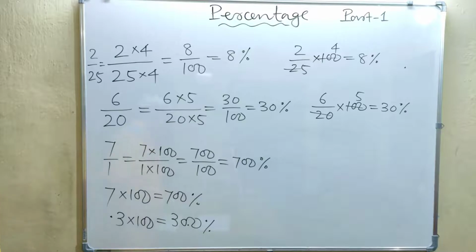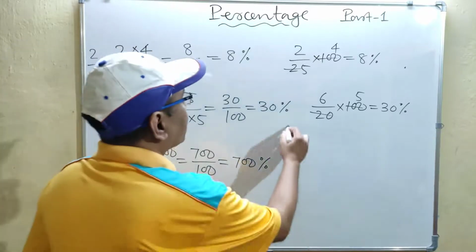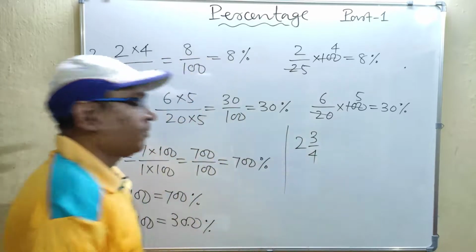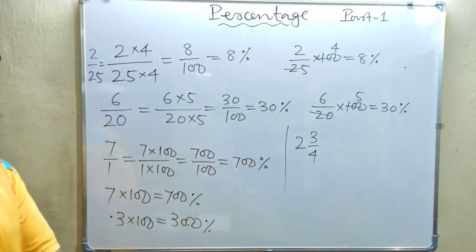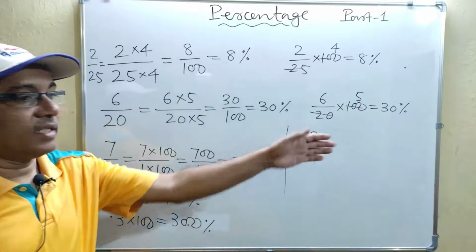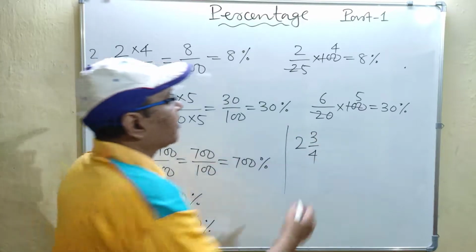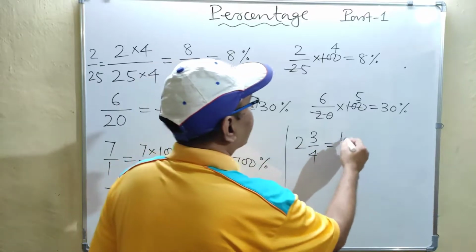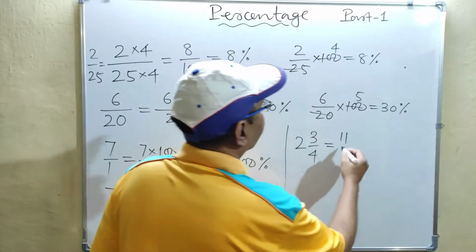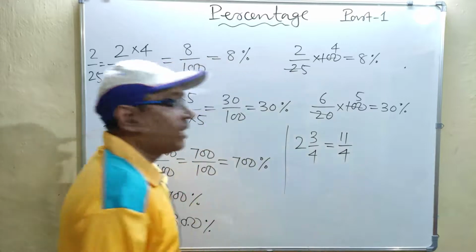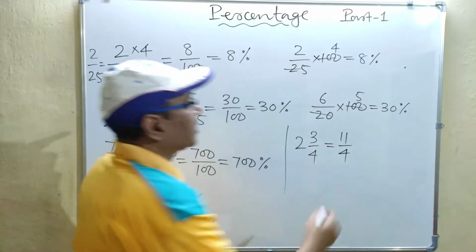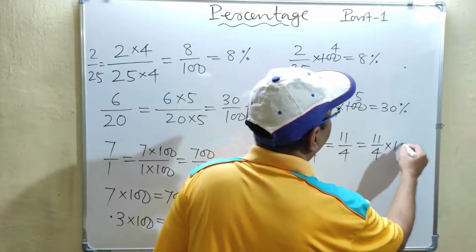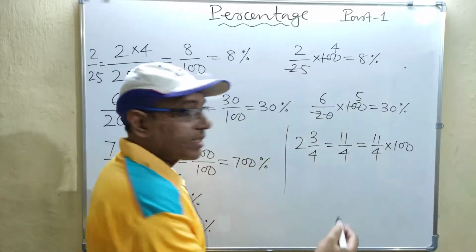Okay, simple. Suppose 2 3 by 4 is a mixed fraction. Convert it into percent. First of all, you write 4 into 2, 8, 8 plus 3, it is 11 by 4. Now you want to convert it into percent. You simply write 11 by 4 into 100. This will give you percent.